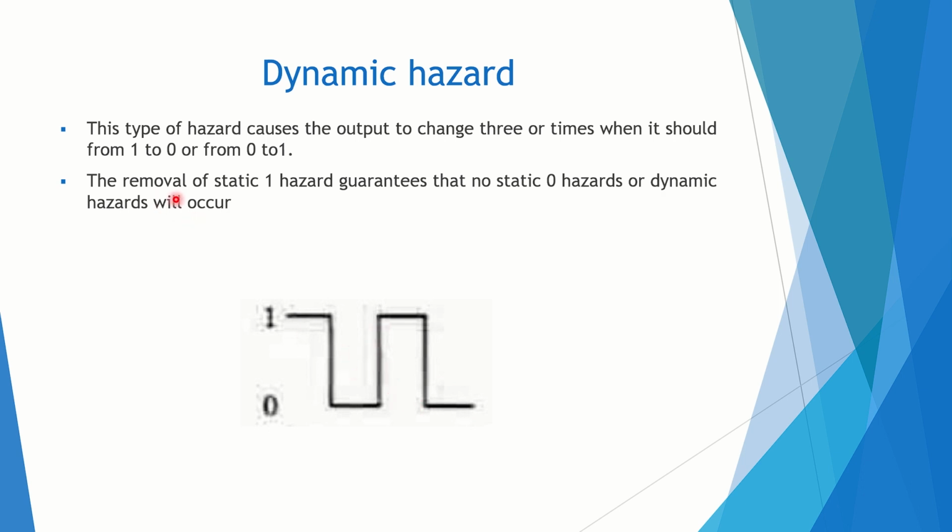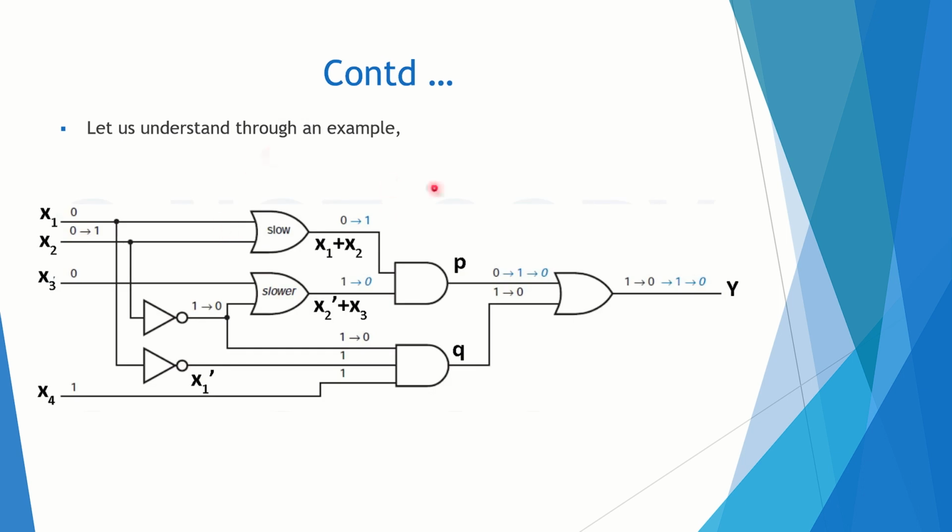Now, the removal of dynamic hazard. To remove dynamic hazard, we usually remove all other hazards. That means if static 0 and static 1 hazards are removed from a circuit, then it does not have any dynamic hazards. That is, the removal of static 1 hazard guarantees that no static 0 hazards or dynamic hazards will occur. So let us understand through an example.